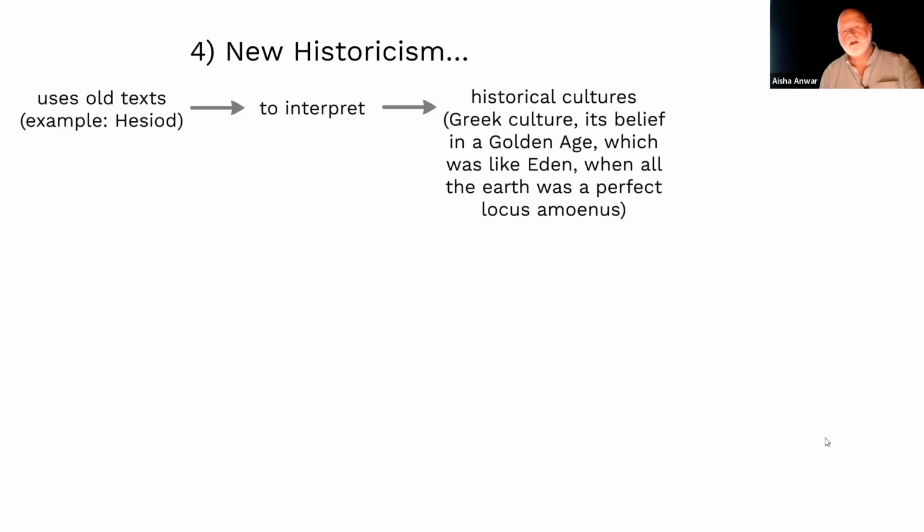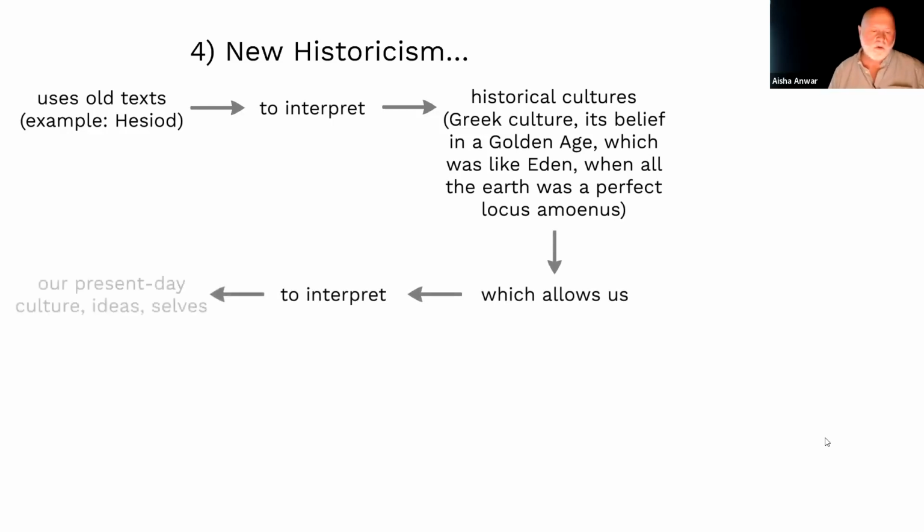So if you read Hesiod, you can learn that that's what people thought. And Hesiod is pretty much a contemporary of Homer, so 2,700 years ago or so. So that's cool. Tells you something about Greek culture. But this allows us to do more, and that is to interpret. Notice the arrows change. We're moving back from history forward, to our present day culture, ideas, and selves.